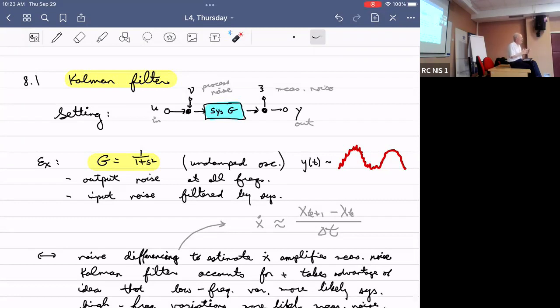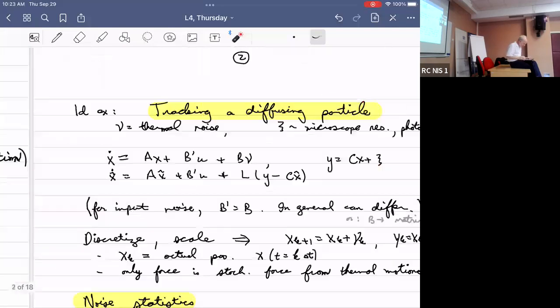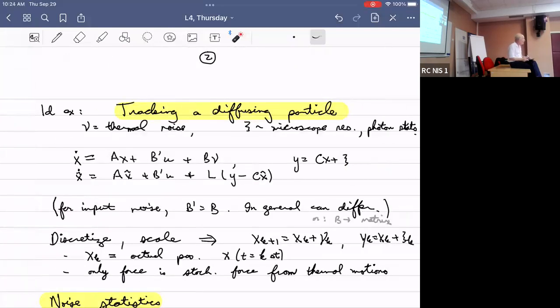A better strategy will be this observer where you have two systems that are eventually more or less doing the same thing. And then the differences are something that you can start to average. So that's the strategy that we'll be pursuing. Okay, so let's see how this goes in a simple example.